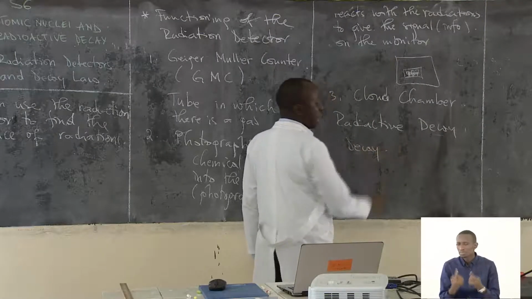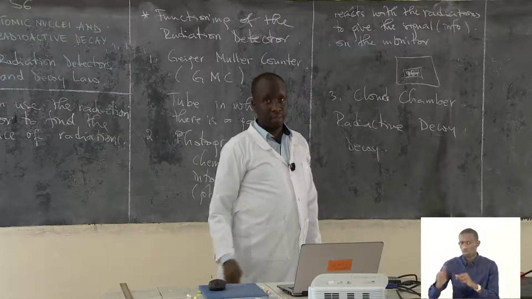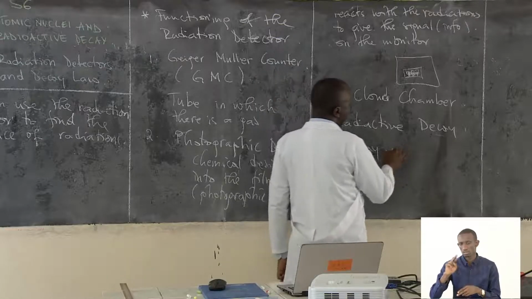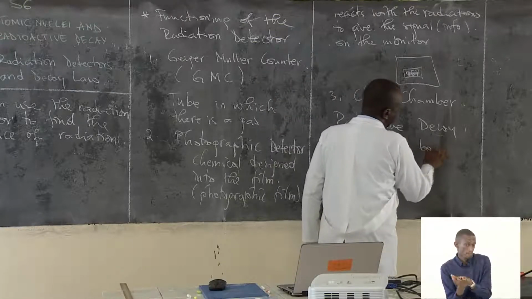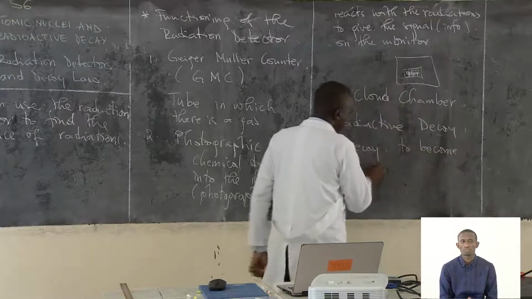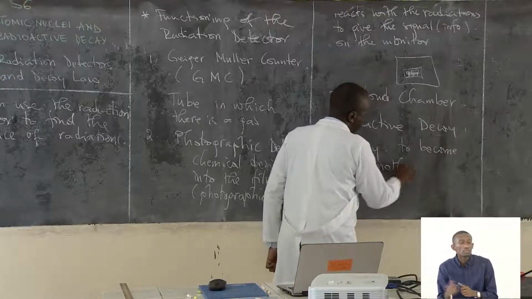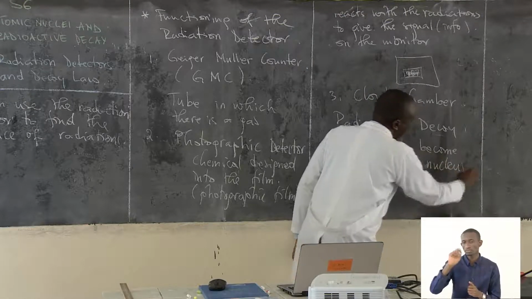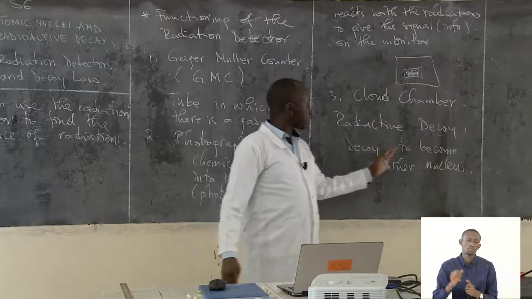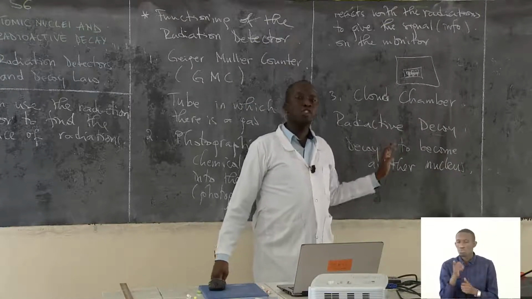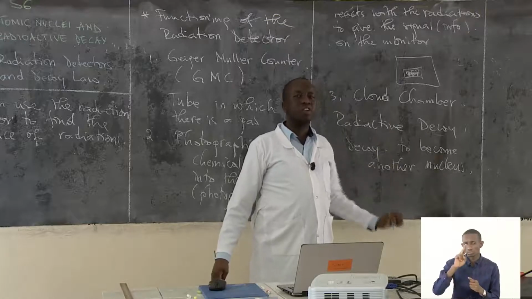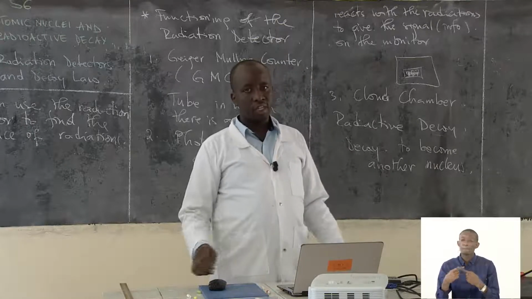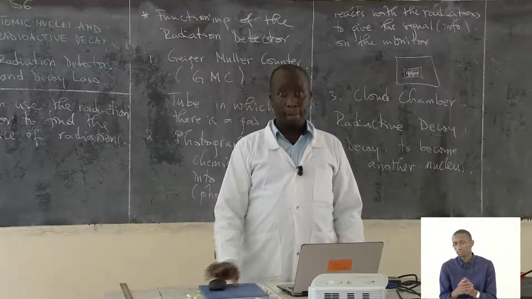Sometimes we use another word, disintegration. Disintegrate means to become another nucleus. So here it means that you have a nucleus that becomes another nucleus after emitting a particle or a radiation. The radiation we are talking about is the gamma radiation.